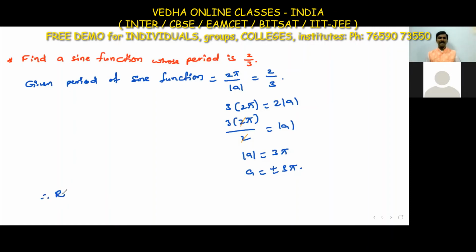Therefore, the required sine function is sine of ax plus b, or sine of ax form. We write sine of plus or minus 3 pi times x. This is the required solution.